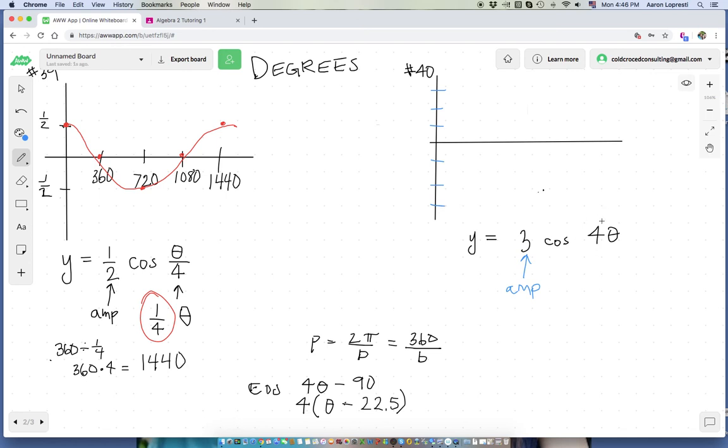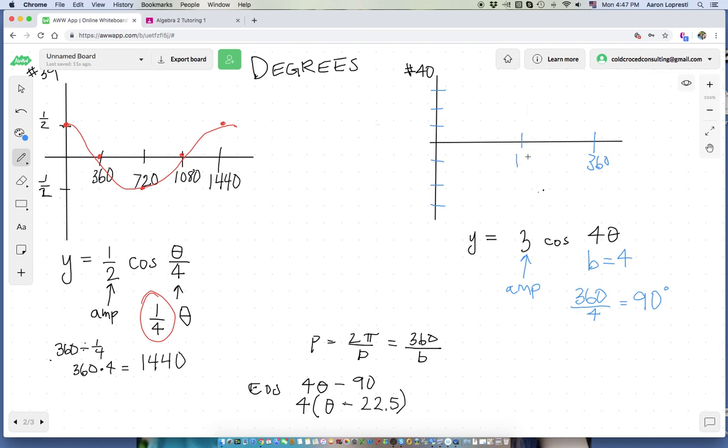Now for our b, b is 4. So that means we're going to take our 360 divided by b, and we get 90 degrees. So again, now that means that what would have normally been one cycle in 360, we now get 4. So this one is kind of smooshed together. And if we have, here's our 360.